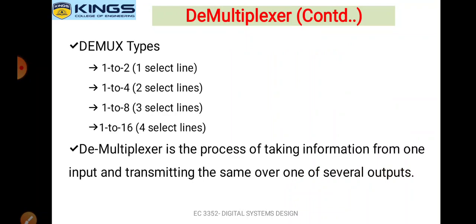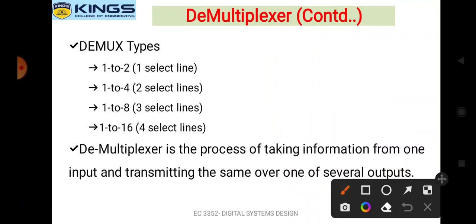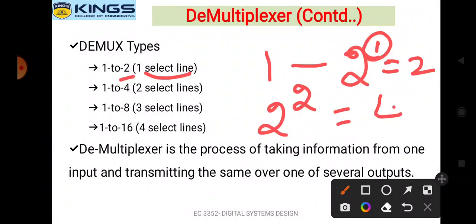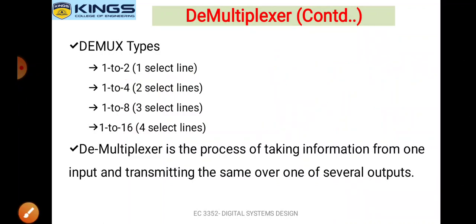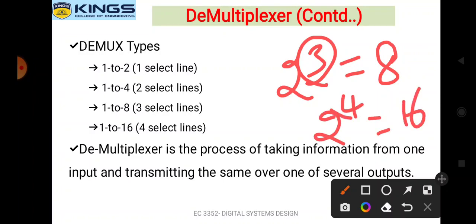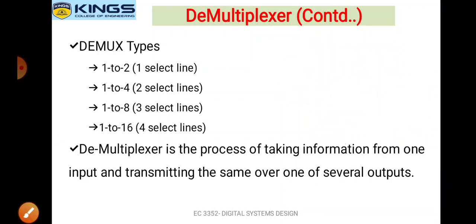These are the types of demultiplexer. What are the types of demultiplexer? 1 to 2, 1 to 4, 1 to 8, 1 to 16, right? Suppose one input will be there, that we all know. How many outputs will be there? 2 power 1 is equal to 2 outputs, so 1 selection line will be there. Similarly, 2 power 2 is equal to 4 outputs and 2 selection lines. 2 power 3 is equal to 8 outputs and 3 selection lines. 2 power 4 means 16 outputs and 4 selection lines. Based on this only it is classified, right?